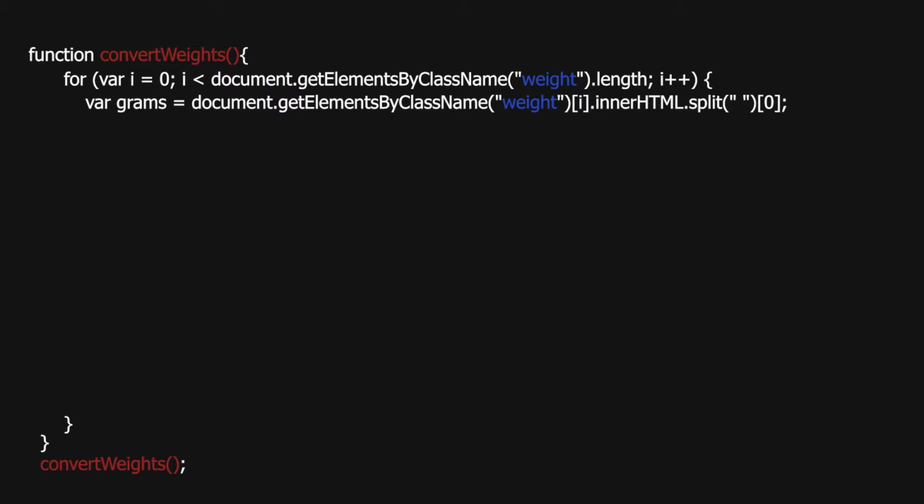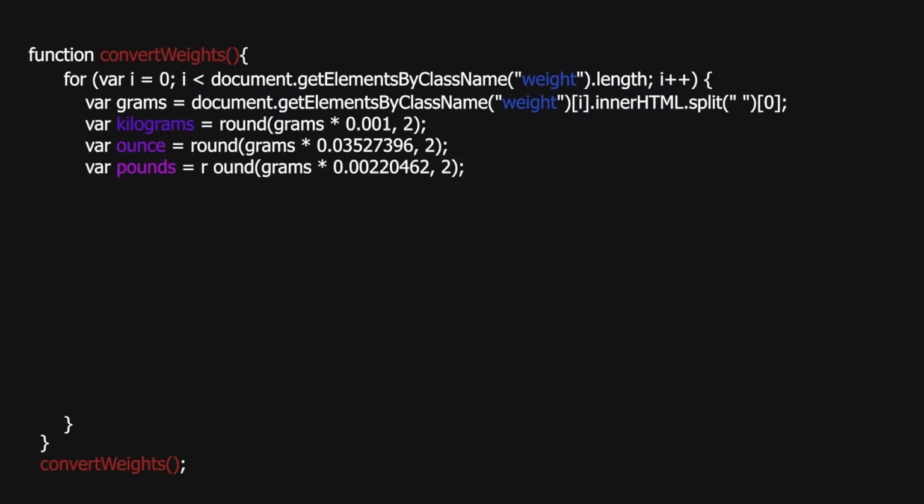So now we just calculate the kilograms, the ounces, and the pounds. You can do that just by multiplying it with the conversion rate. Yeah, I used the round function right here, so it's basically rounded to 2 decimal points. Yeah, but you obviously don't have to do that.